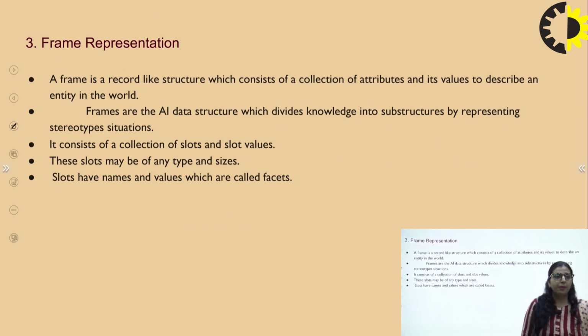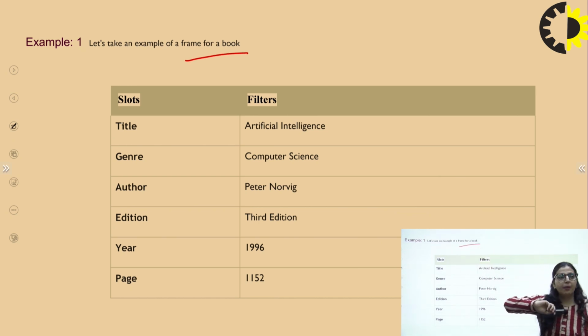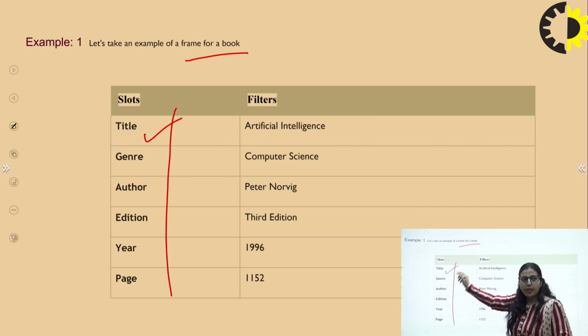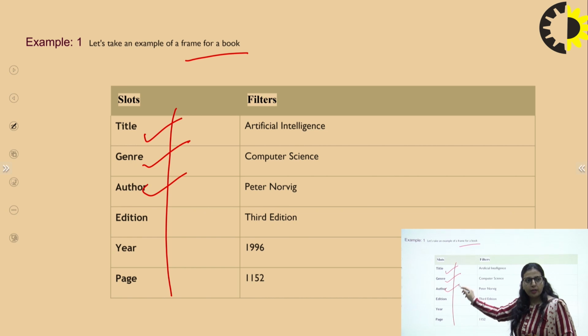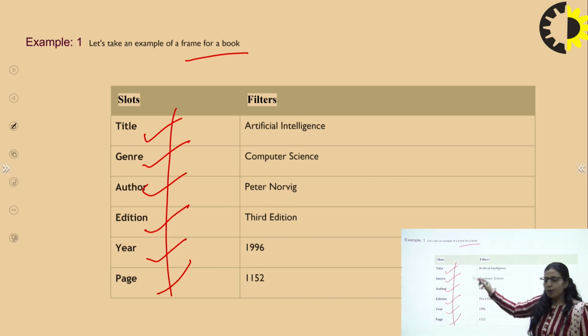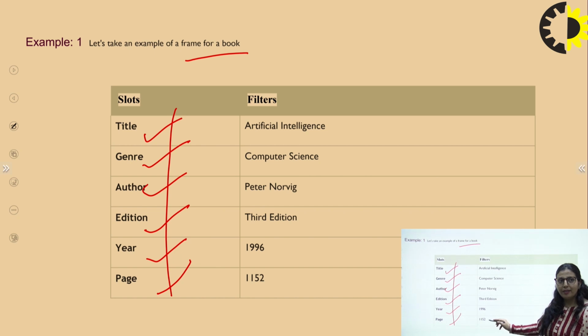Another one is frame, in which we are using slots and their slot values. Let's have a look at an example. Here is an example of a frame for a book. The slots are title of the book, genre, author, edition, year and pages. The values of these slots are stored in fillers.